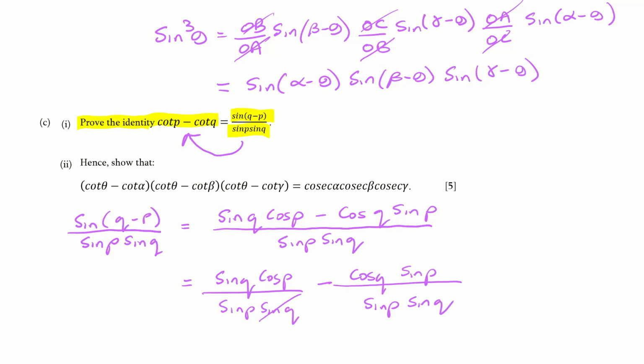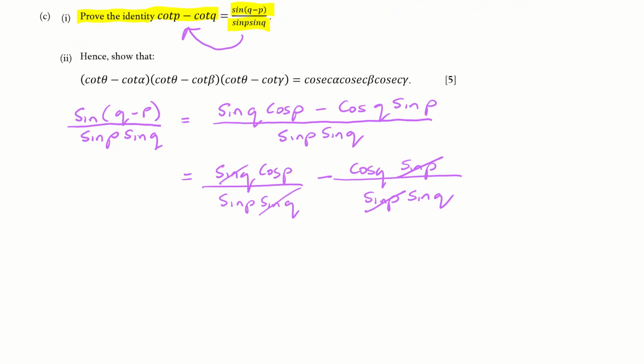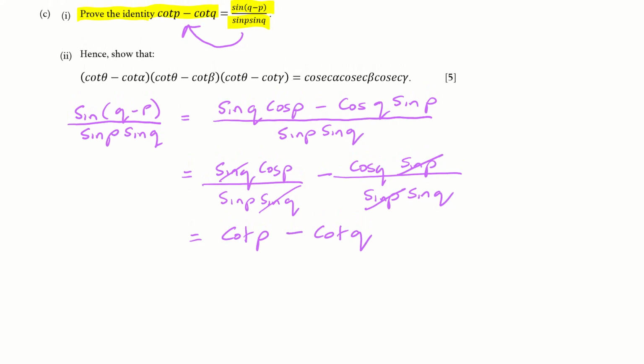So some cancelling happens here. I just cancelled incorrectly there. It was obviously these ones that went. And so cos P over sine P is cot P, and cos Q over sine Q is cot Q. So we've proven the identity.